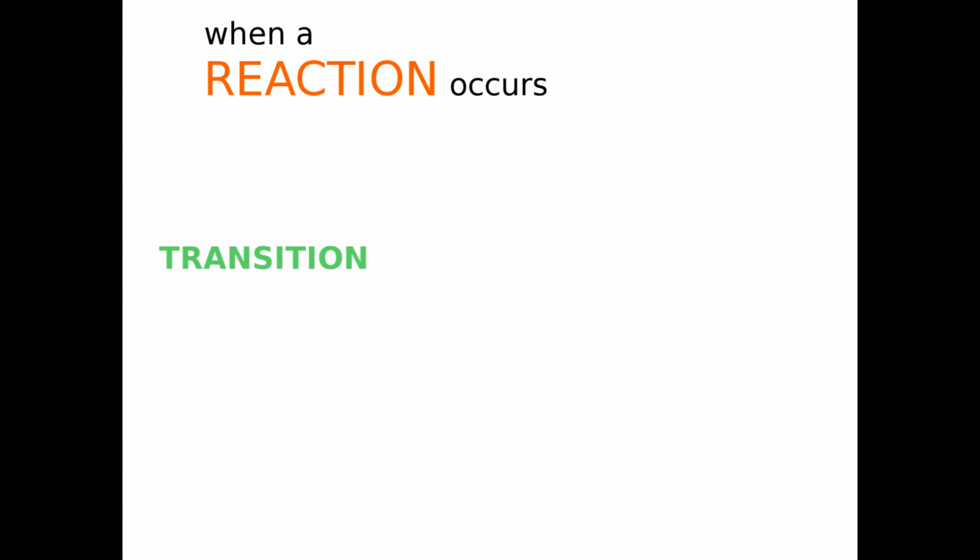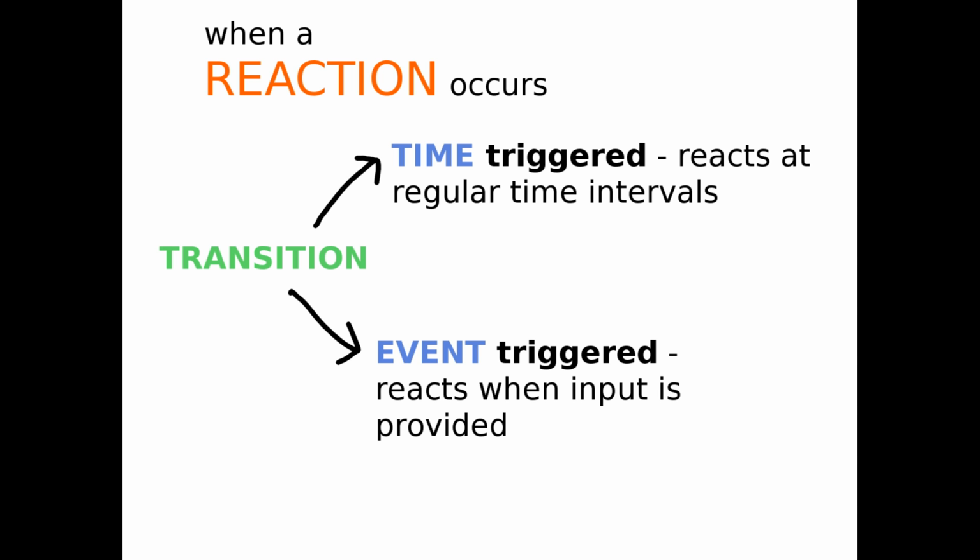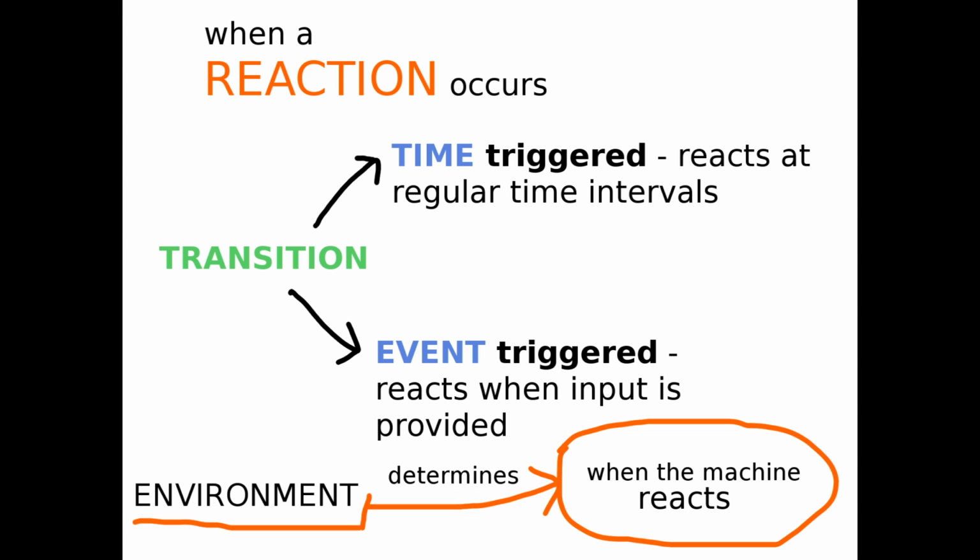A transition can be either time-triggered or event-triggered. Time-triggered means that it can react at regular time intervals. Event-triggered means that it can react when, for example, a temperature input is provided. The environment determines when the machine reacts.